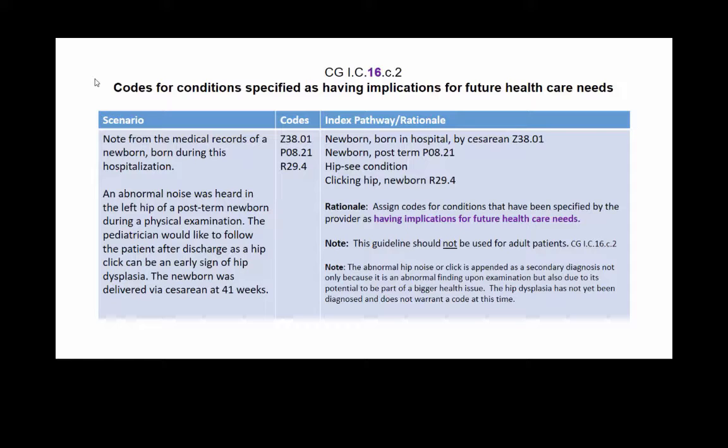If the physician had just said, I heard a left hip clicking, but didn't make any kind of note in his documentation that this might have future implications, you would not code it. But because he made this implication here, and because we have a guideline that tells us to assign codes for conditions that have been specified as having implications for future healthcare needs, you are going to code it. Another reminder of how important it is to read all of the record to be sure that you're coding accurately.